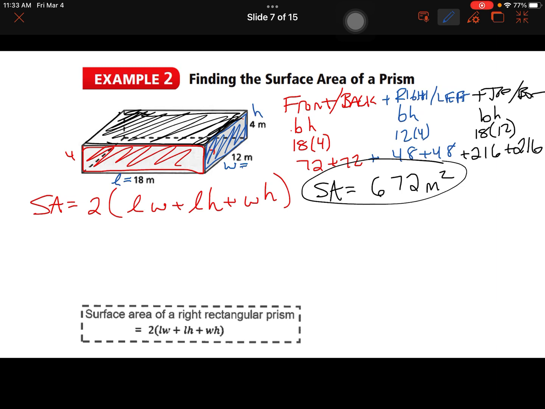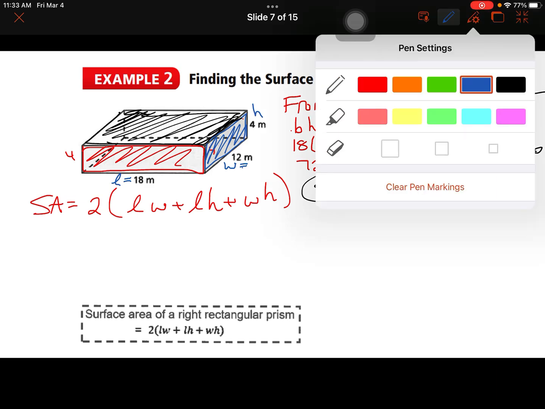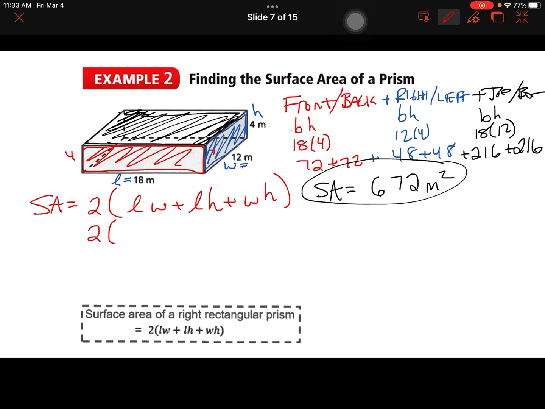Now, technically, it does not really matter what you call what, because you just have to use each of the numbers one time. You're going to use each length, width, and height once. So 18 is my length, that's the L. My W is 12, so I'm going to do times 12, plus my length, which is 18, my height, which is 4, and then my width, which is 12, and my height, which is 4. And now I'm going to go ahead and do all of that math.